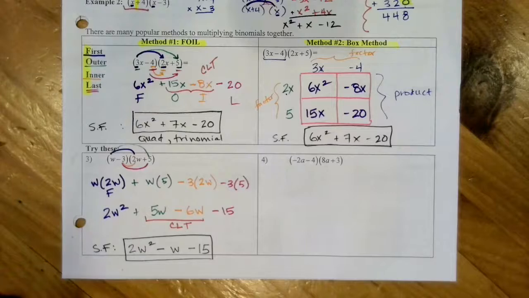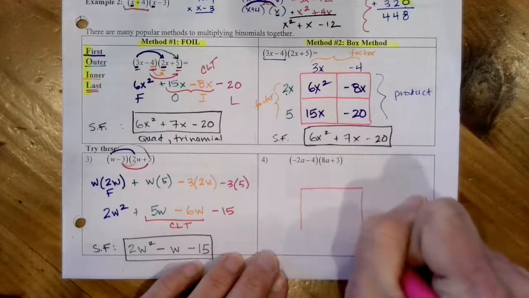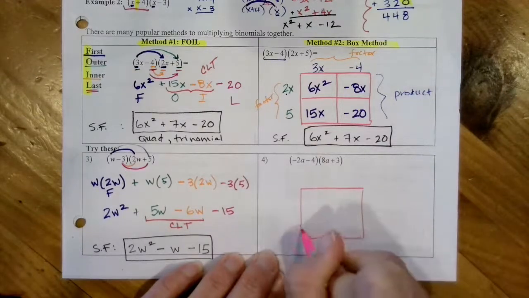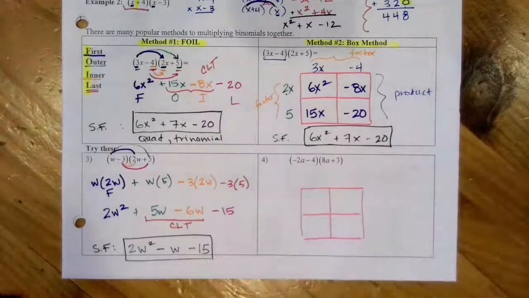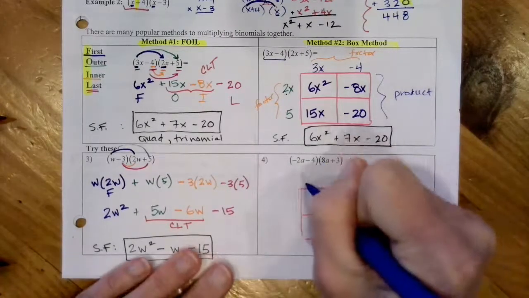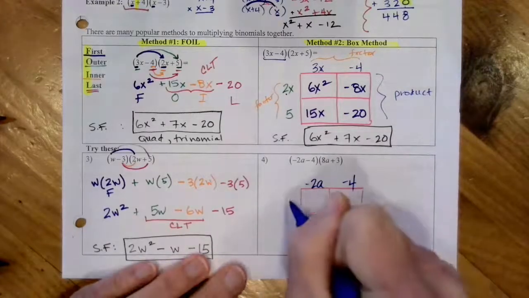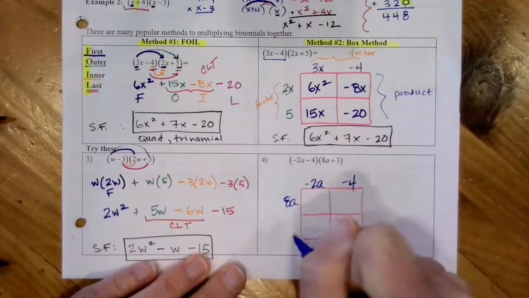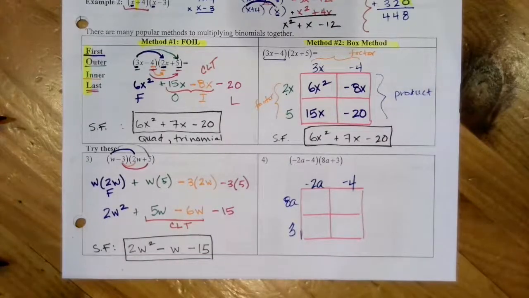Okay, so let's go ahead and draw a box for this next one. You're going to draw a box, and it doesn't matter which binomial you put on top or bottom. So my negative 2a and my negative 4 can go here. My positive 8a and my positive 3 can go there.